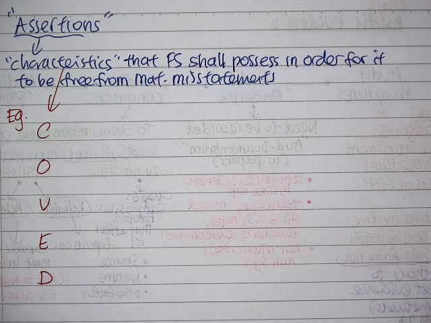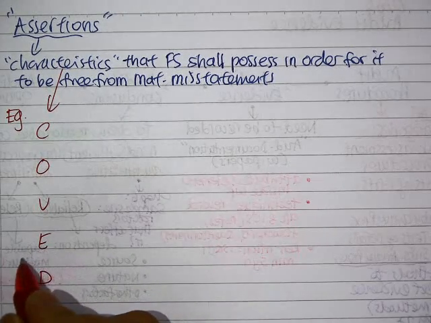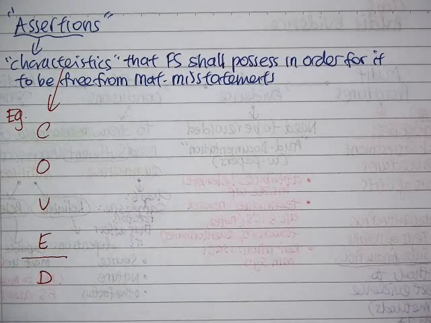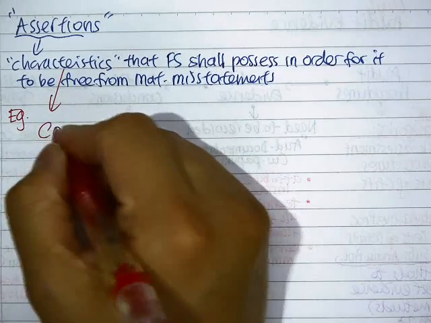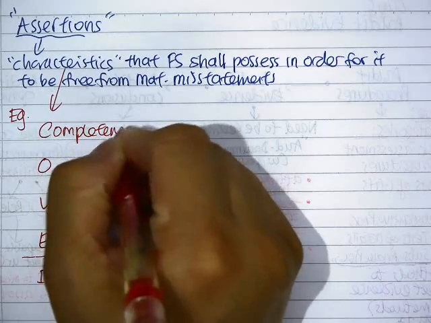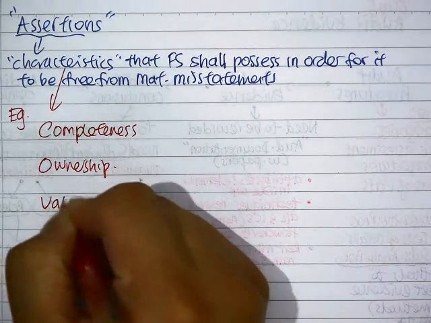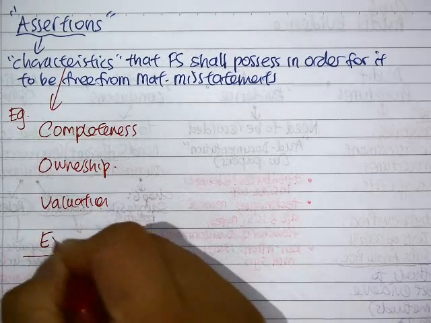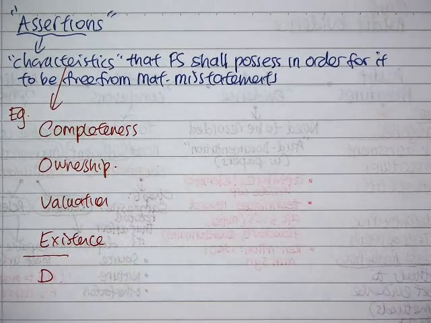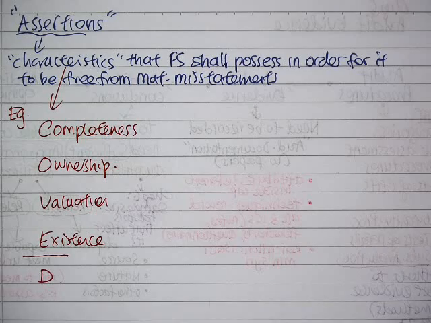So we have this thing called COVE. COVE refers to the 5 different characteristics. The 4 main ones that we must see are COVE, then disclosure is another part. C refers to completeness, O is ownership, V is valuation, E is existence. And D is about disclosure.